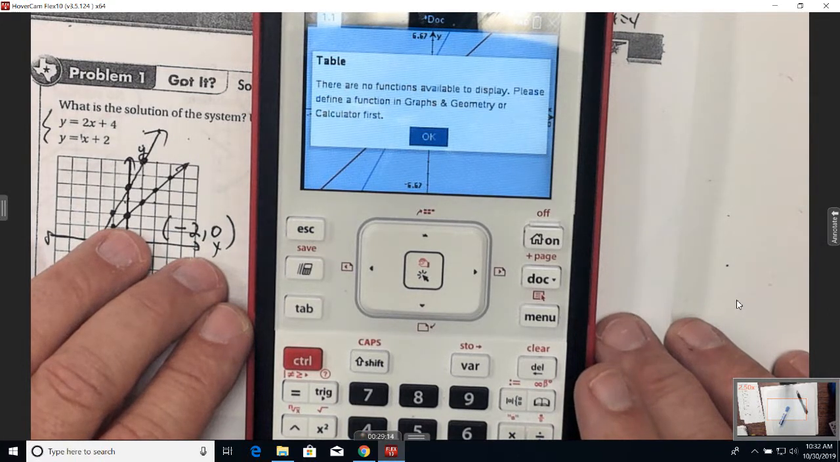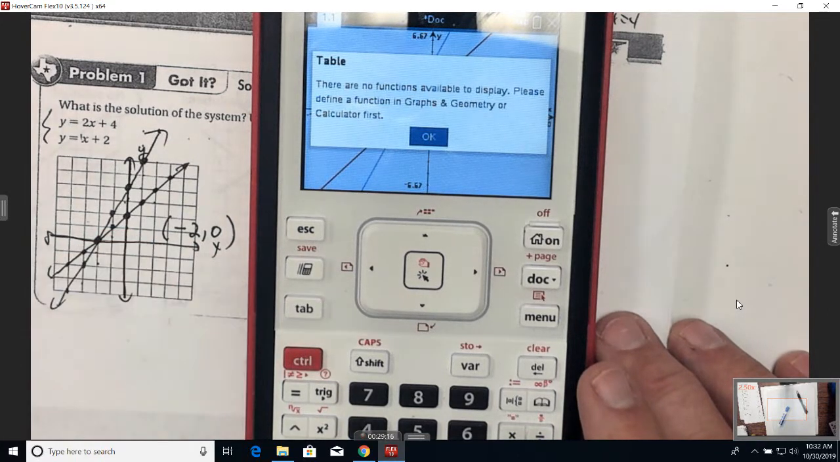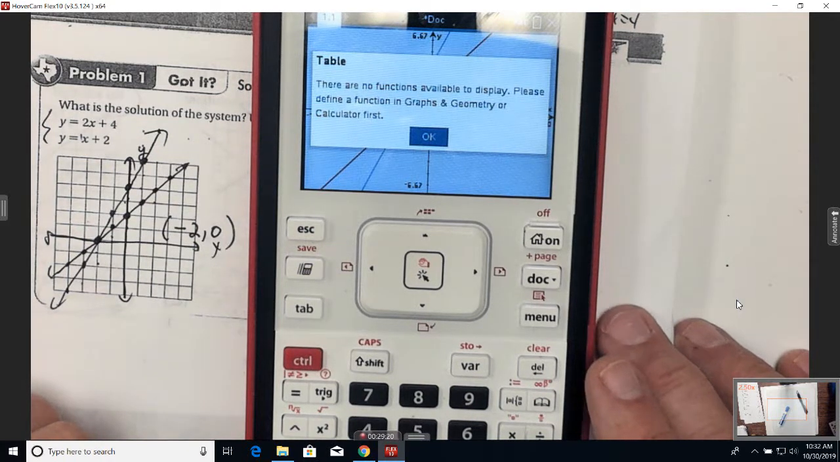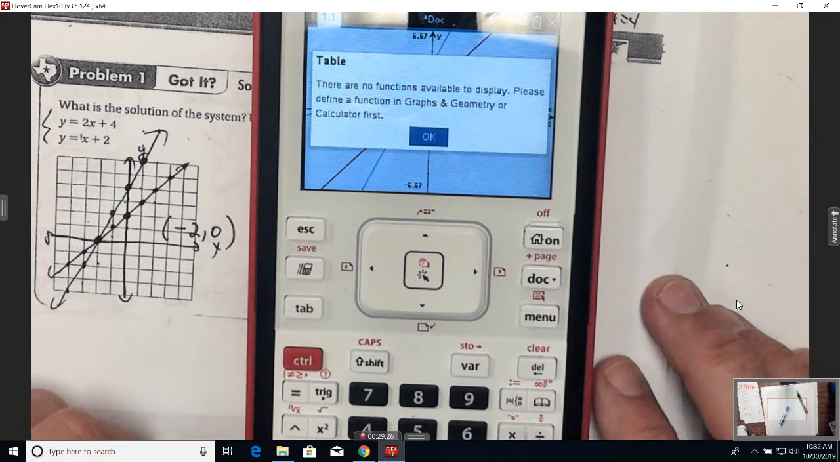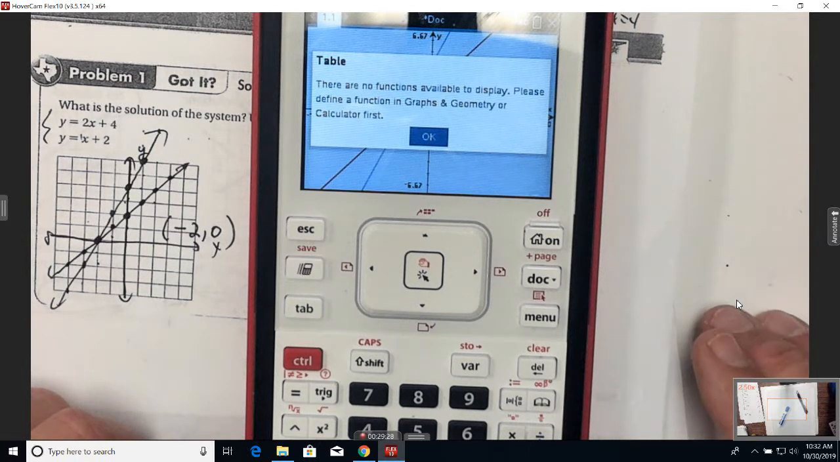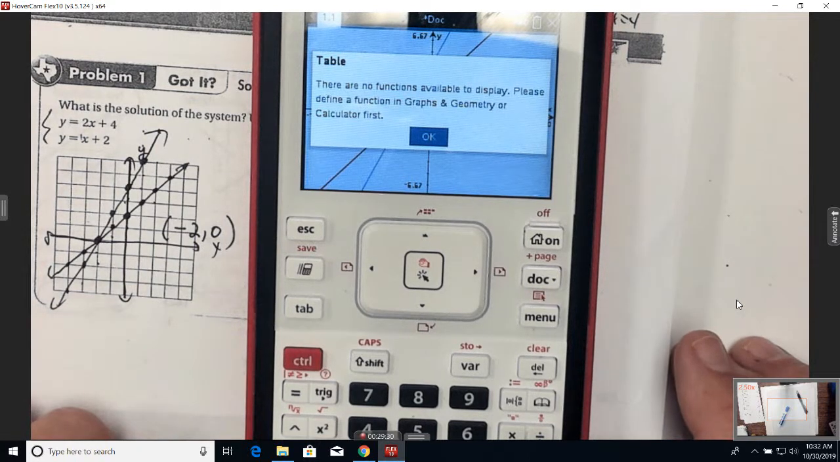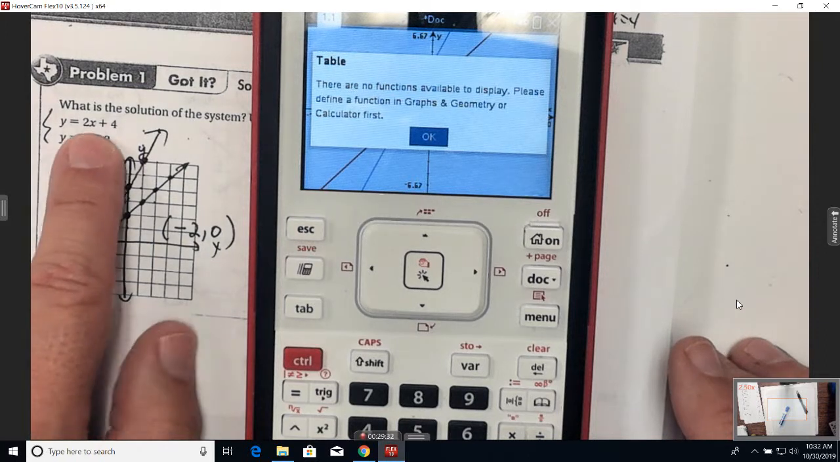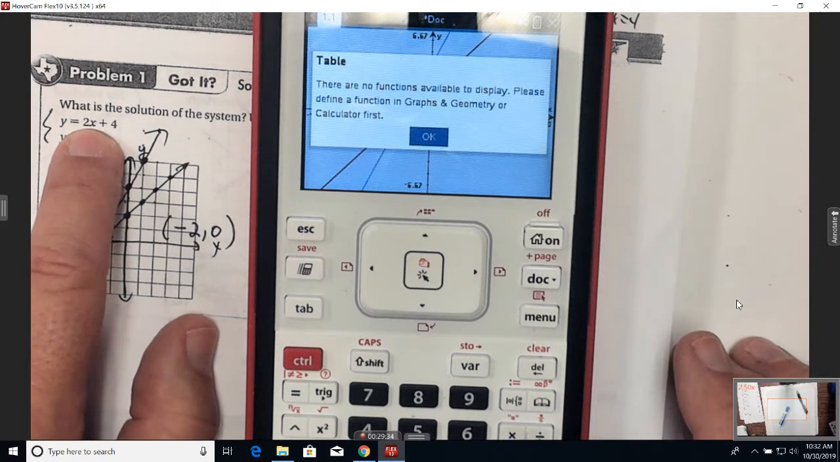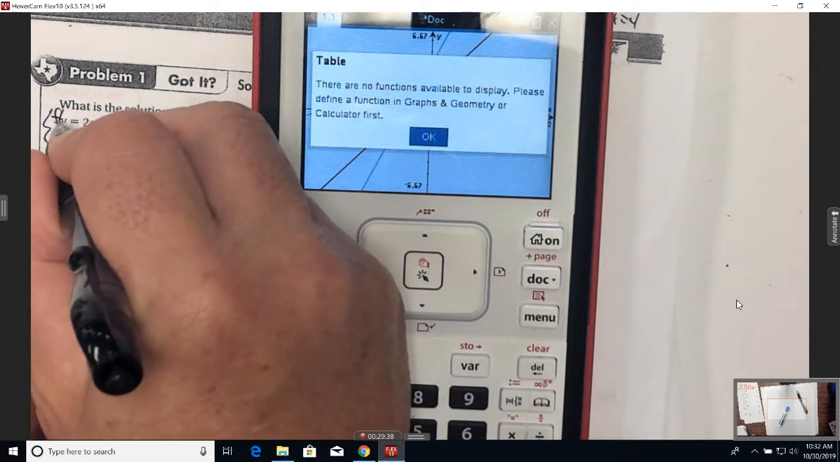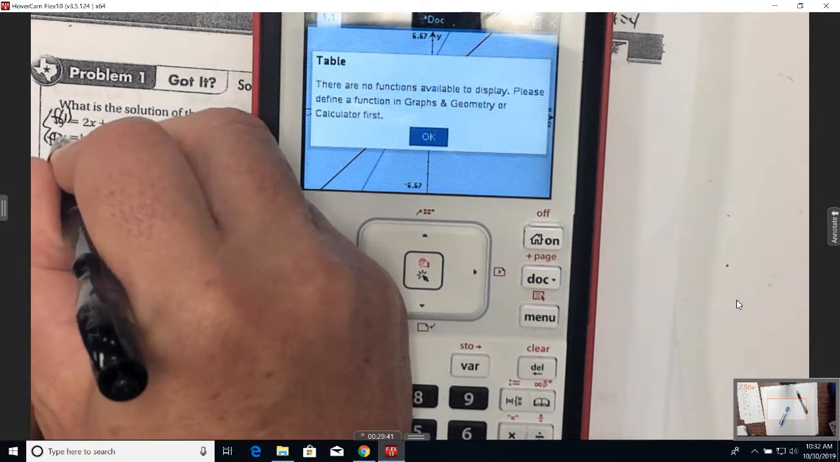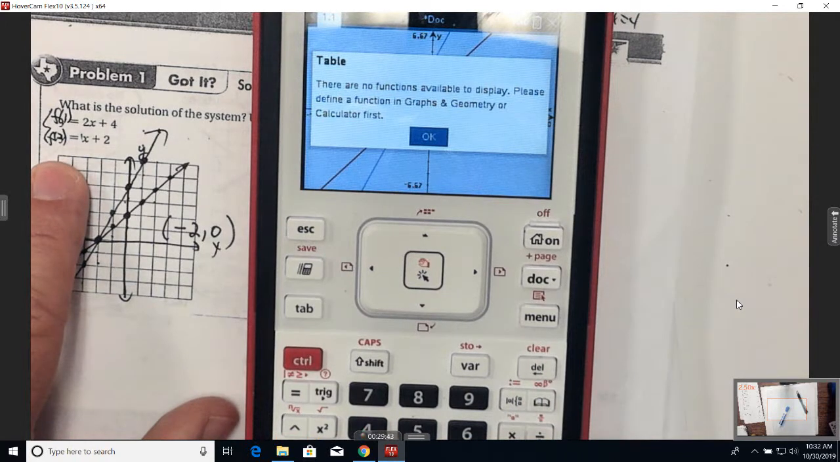There's no function available. It only creates a table, okay, for functions. If you enter it as a relation, it will not create a table of values. So I can't solve this using a table. You understand? I can't find predicted values using the table. That's the downside of it. So the good side of it is I can still come up with a table if I put this in slope-intercept form, and that is a function, f1 of x, and this would be f2 of x in my calculator. Do you understand what I just said?